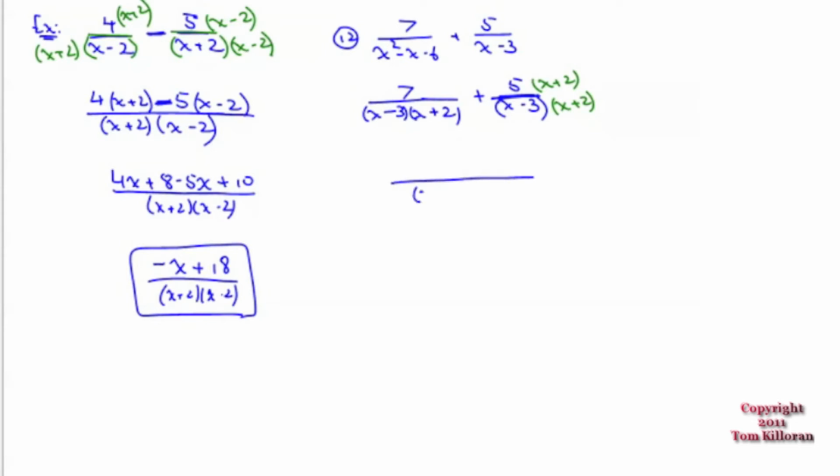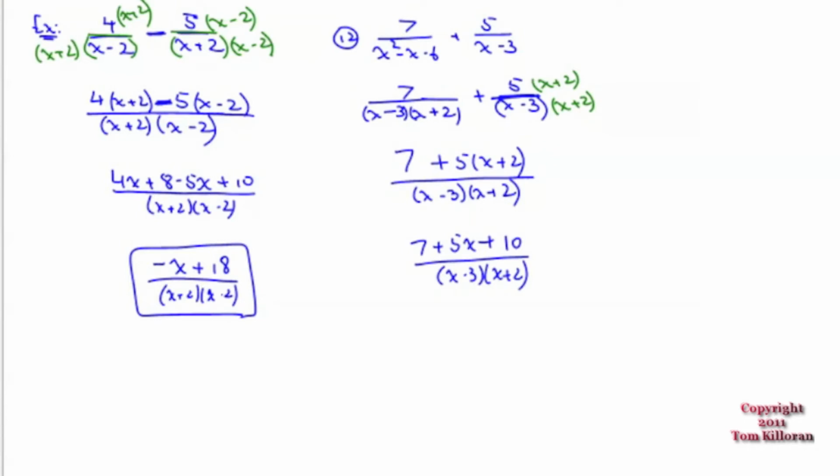So we have in the bottom x minus 3, x plus 2 as the common denominator. Technically it got factored out. What's left on the top is 7 plus 5 times the quantity x plus 2. And then distribute the 5. So we'll get 7 plus 5x plus 10 all over x minus 3, x plus 2. And then lastly, combine like terms, simplify the expression.